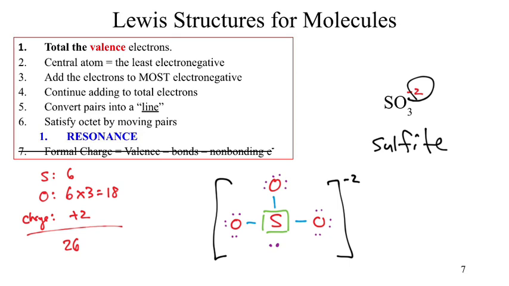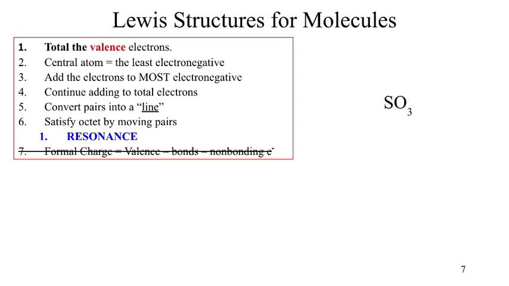Okay. We'll do it again, except this time we're changing it up. It's no longer sulfite, it's sulfur trioxide. Why did the name change? There's no charge. As soon as we drop that charge, we have to worry about that. Sulfur has how many electrons? 6. Oxygen has how many electrons? 6 times 3 equals 18. We total it up. What do we get? 24.